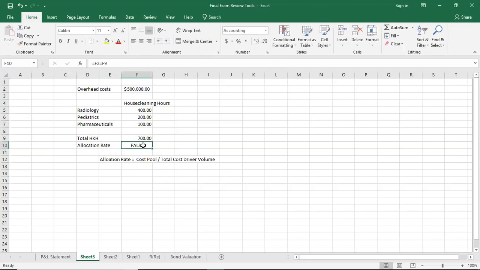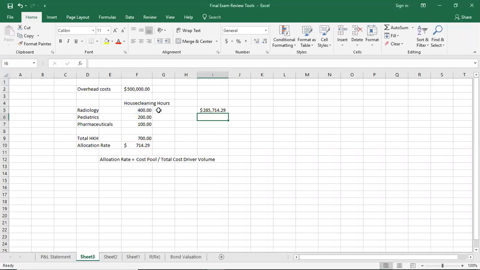Divided by, thank you. So that is going to be our cost for each of these things. So then you'll come here, and to determine what each one is going to get, you'll then take their total number of that cost driver and times it by your allocation rate. Because remember, this is $714.29 for each hour of house cleaning. That's kind of expensive. I used some bad numbers again, but you get the idea. Maybe for the year?